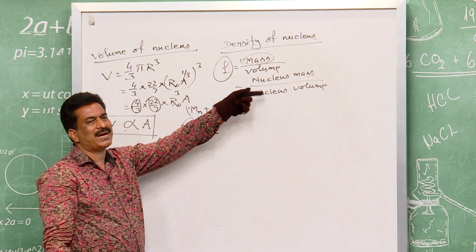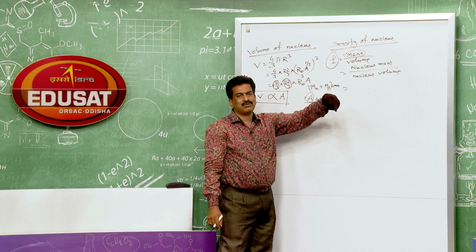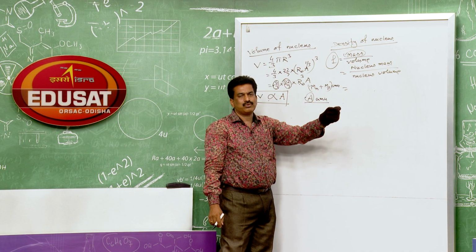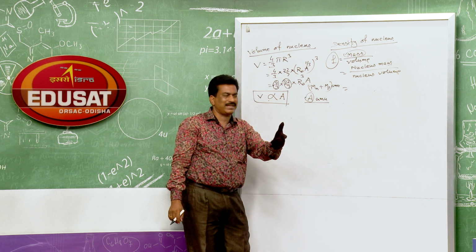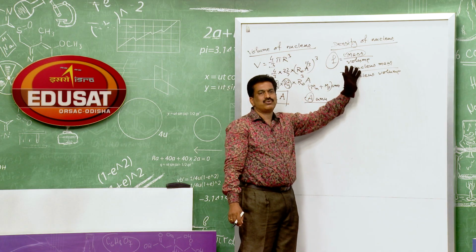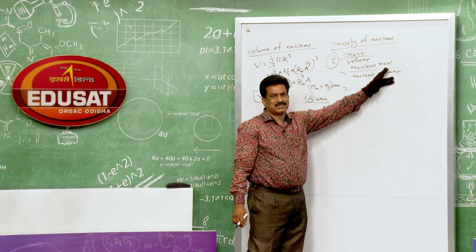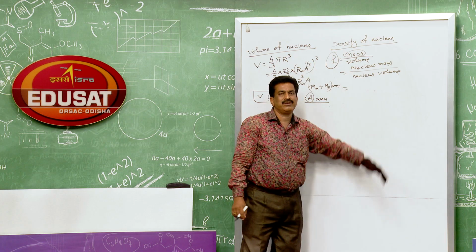Nucleus mass means the mass of a nucleus. What is inside the nucleus? Proton and neutron. So if there are 2 protons and 3 neutrons, or 3 neutrons and 4 protons, or 1 proton and 2 neutrons, then their total mass will be the nucleus mass. So that is the nucleus mass by the nuclear volume.